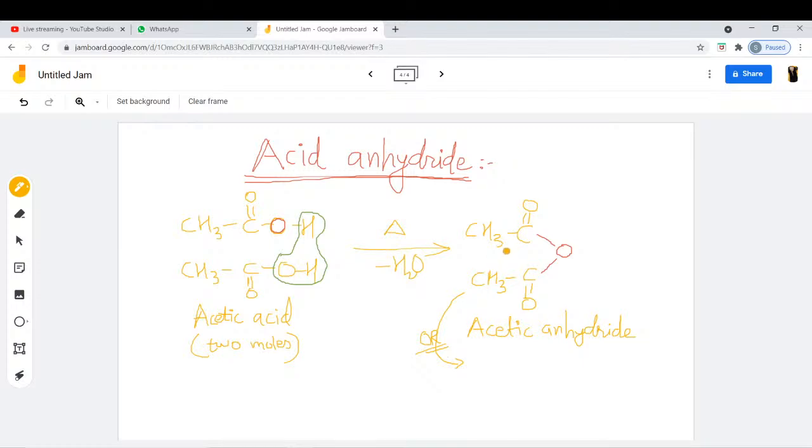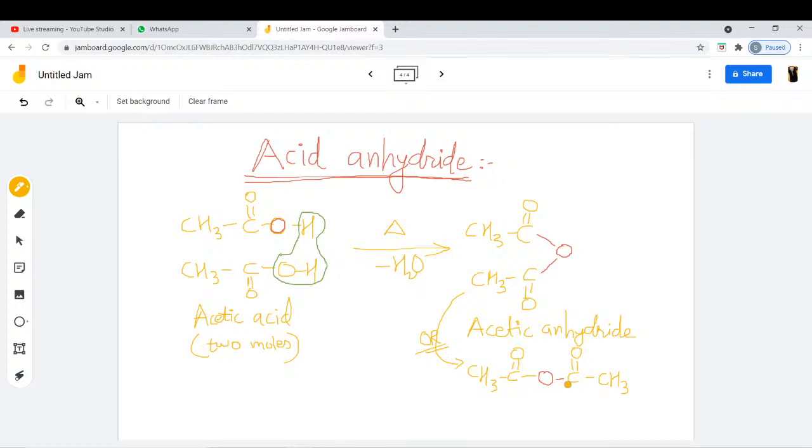You can also draw its structure as CH3 C double bond O, O, then C double bond O, CH3. So you can draw this structure or that structure. Both are exactly the same.